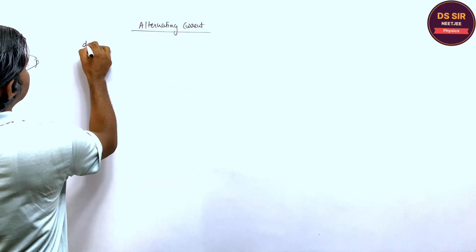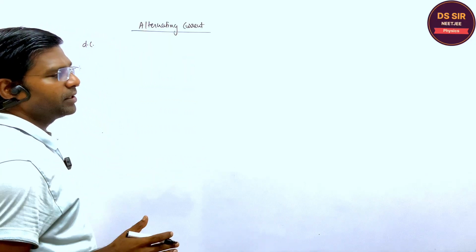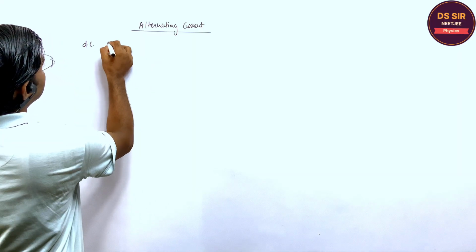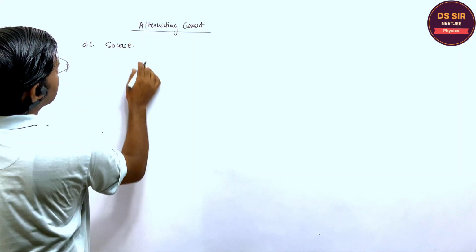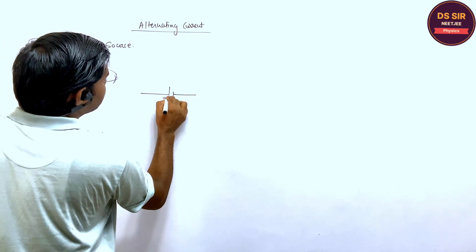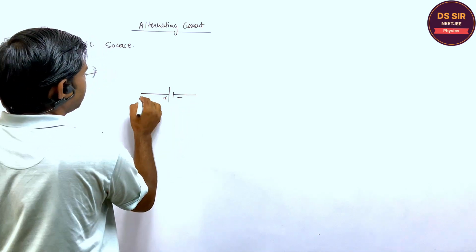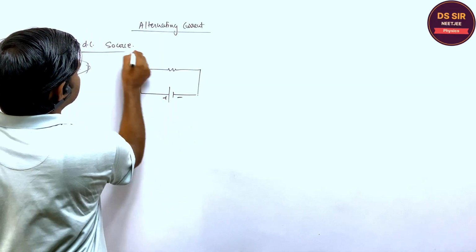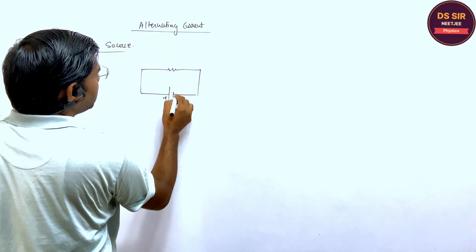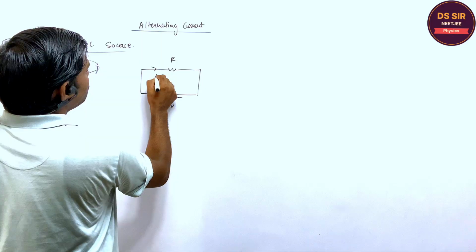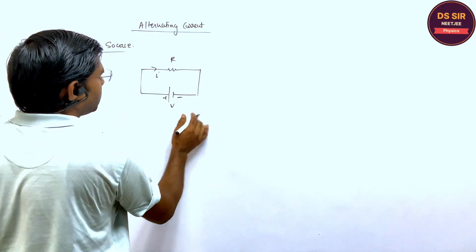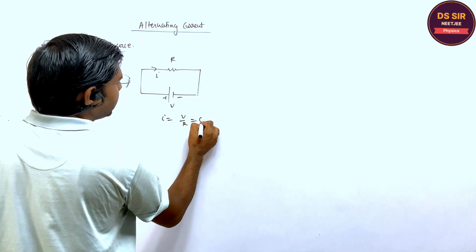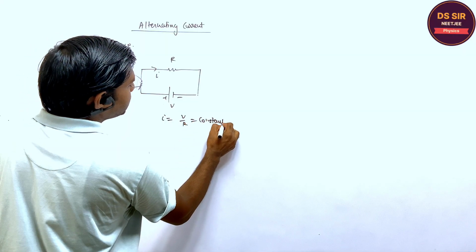Listen one thing. The DC current is obtained by the DC source and the alternating current is obtained by the AC source. So what is the DC source? You tell. The battery we have discussed so far in the previous chapters, right? Suppose this is the resistance and this is the DC power supply of voltage V, this is the resistance R. So here the current will be what? The current in this circuit will be V upon R, which is constant, right?